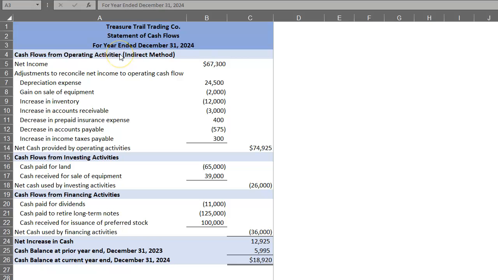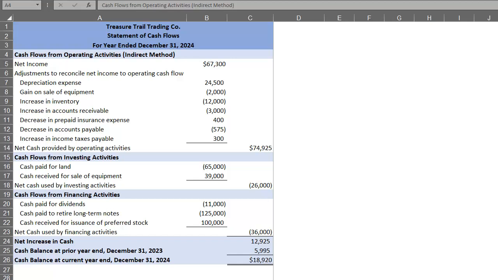Moving into the information on the actual statement, cell A4 is a heading, cash flows from operating activities, indirect method. So this operating activity section shows cash inflows and outflows related to the company's core business operations. Some examples are revenue from sales, payments to suppliers, wages, and taxes. So this operating activity section reflects how much cash is generated from the company's day-to-day activities.